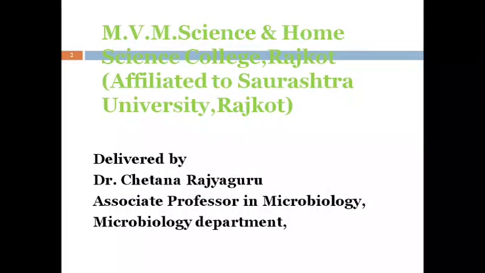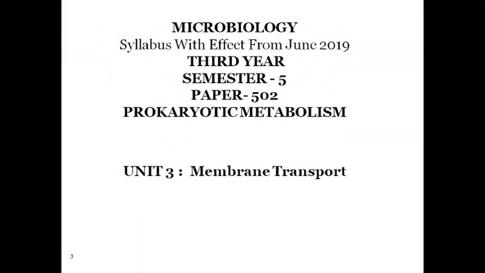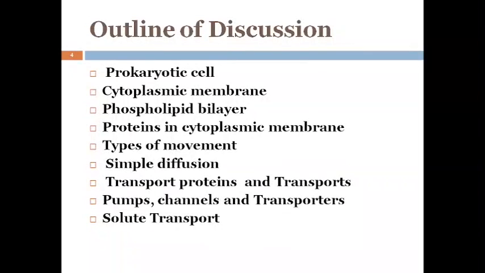About membrane transport, we are going to see certain components of membrane transport from the prokaryotic metabolism paper. We are going to discuss the prokaryotic cell, cytoplasmic membrane, phospholipid bilayer, proteins found in the membrane, types of movement, various types of transports and transporters, pumps, channels, and solute transport.